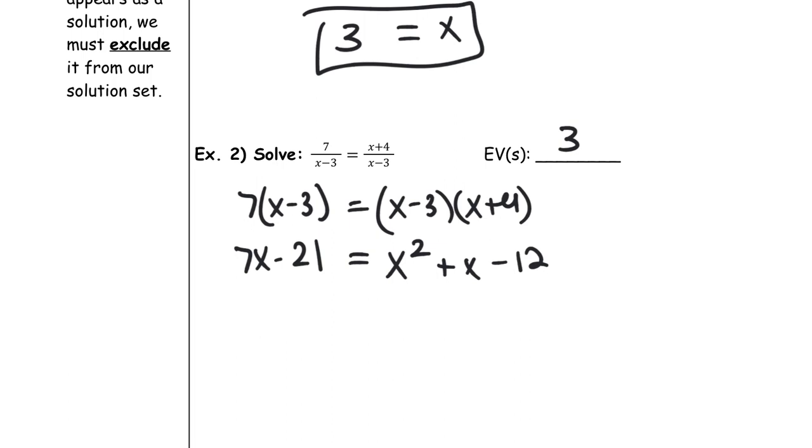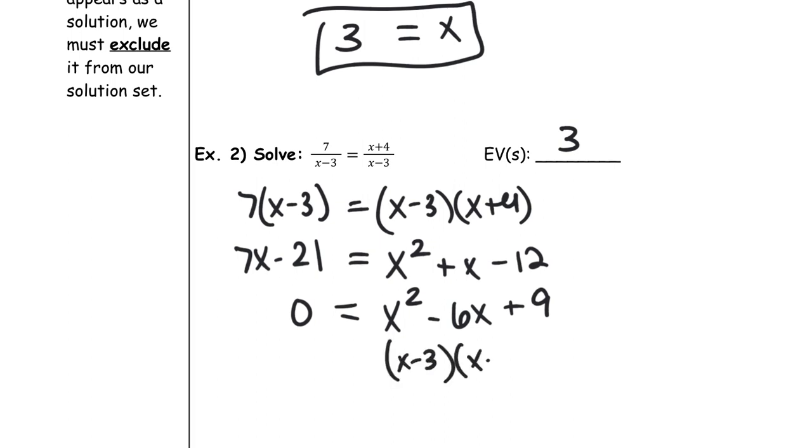Okay, so now we've got stuff on both sides. It's going to be a quadratic. We're going to have to factor it. So we're going to have to move everything so we get 0 equals. So it'll be x squared minus 6x. We'll add 21. So that'll be plus 9, correct? This isn't a bad one, though. This is just x minus 3 times x minus 3.